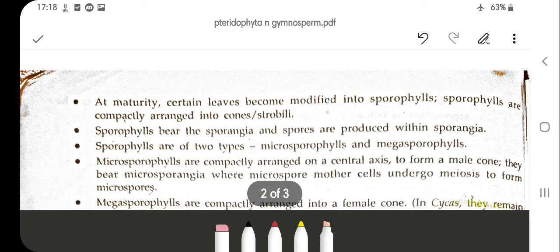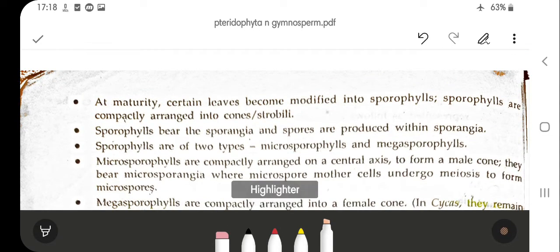At maturity, certain leaves are modified into sporophylls, meaning they are ready for the formation of spores, and they are compactly arranged into cones and strobili. Sporophylls bear sporangia, and spores are produced within the sporangia, because when the spores are released, they can go for fertilization. Sporophylls again are of two types, micro and mega.